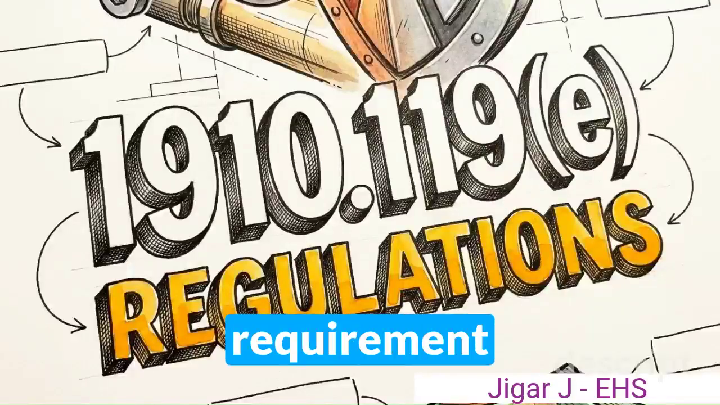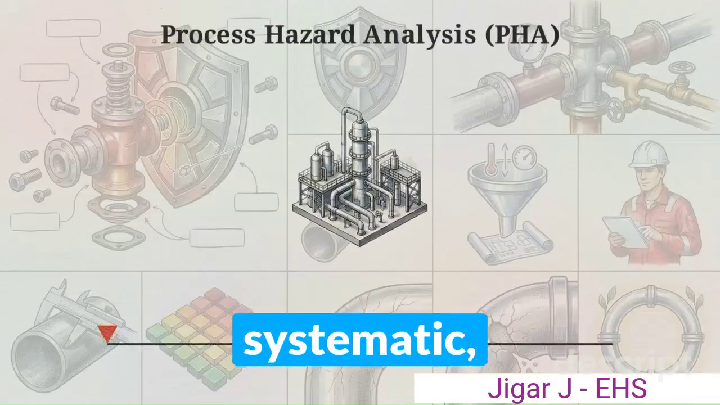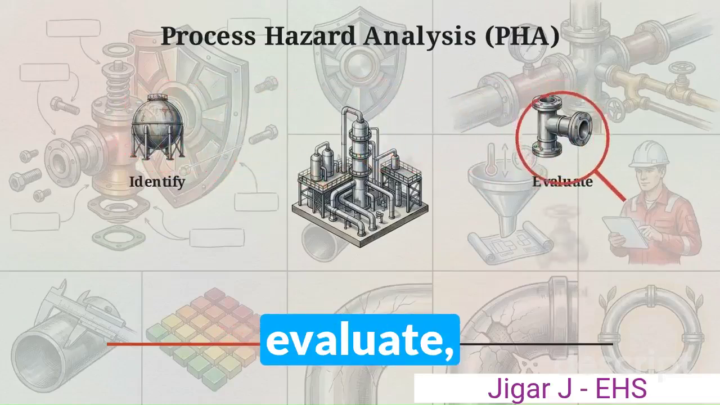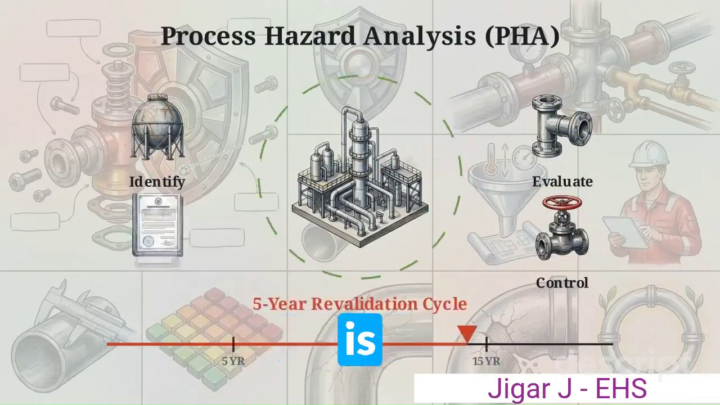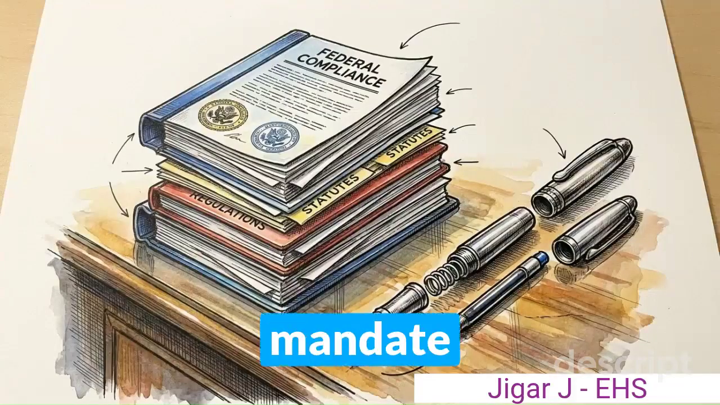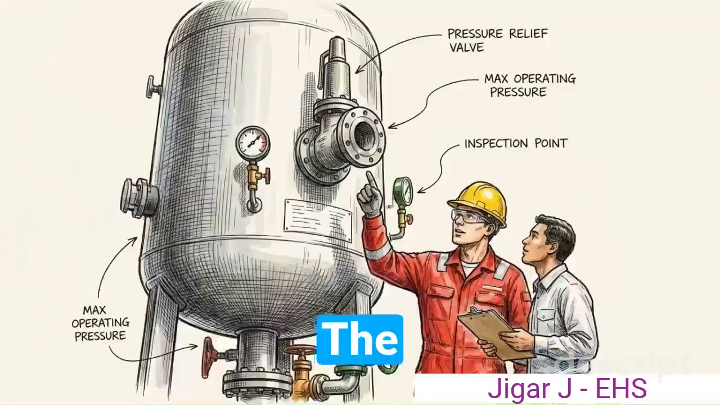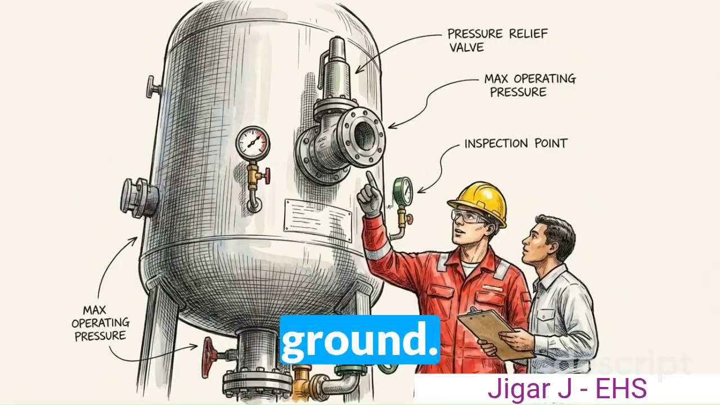The core requirement driving this entire federal framework is the Process Hazard Analysis, or PHA. A PHA is a systematic, ongoing engineering methodology used to identify, evaluate, and control these major accident hazards throughout the life of a facility. It is a living process built to evolve alongside the plant itself. A federal mandate written in Washington cannot physically stop a pressure vessel from rupturing. The actual prevention of a disaster relies entirely on how risk engineers operationalize this PHA protocol on the ground.